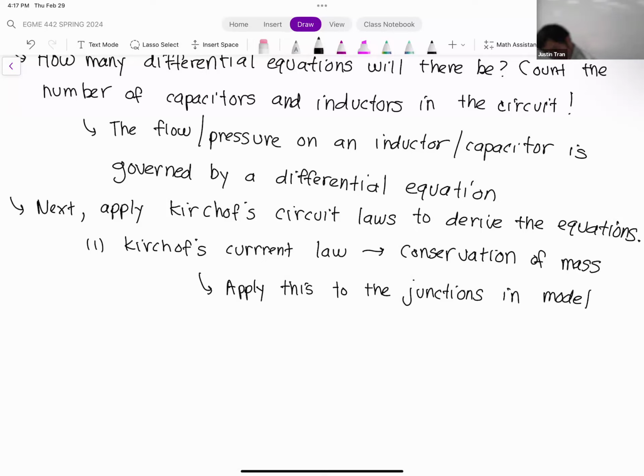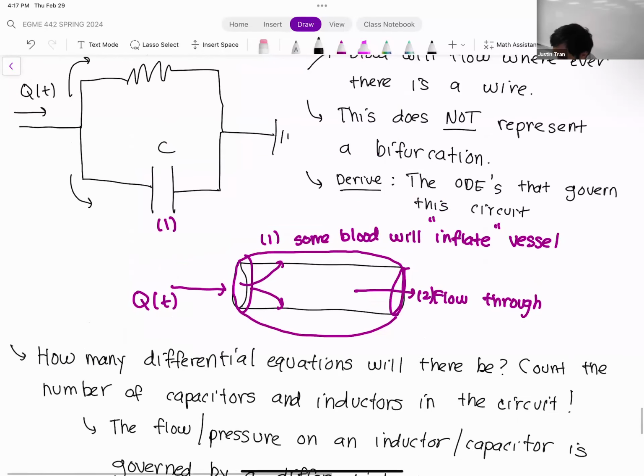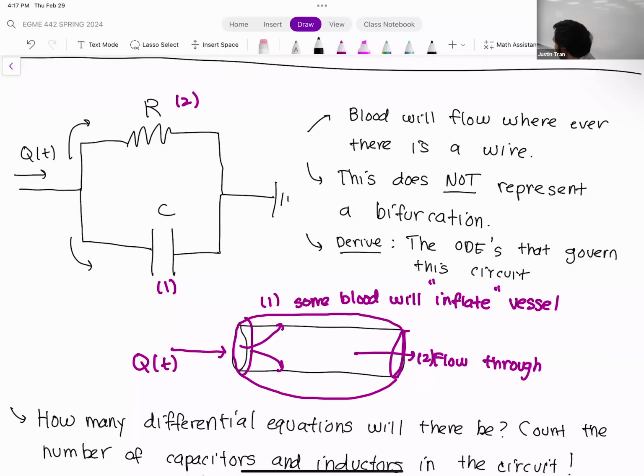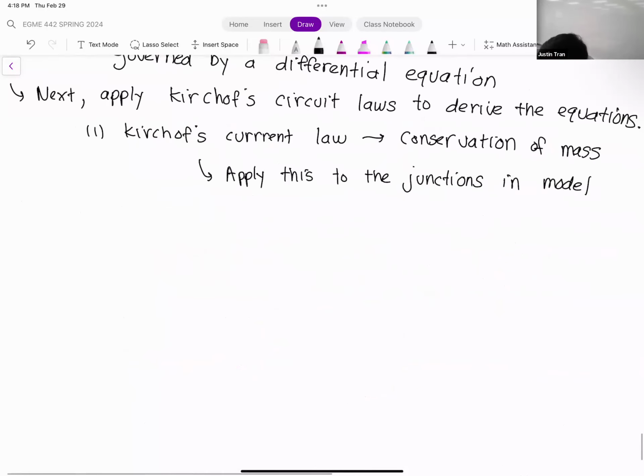So we have one junction in this model. Well, technically two, but we have one on the left that's the more interesting one. The one on the left says that we have inflow coming in, Q of T, and that's going to split. Some of the flow is going to go towards the resistor, and some of it is going to go toward the capacitor. So it looks like this.